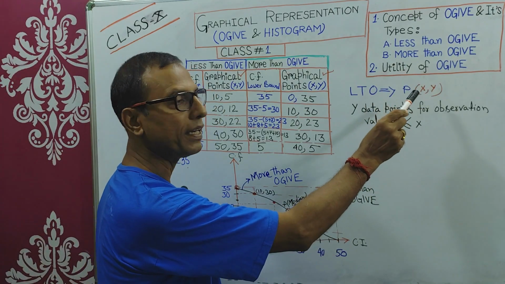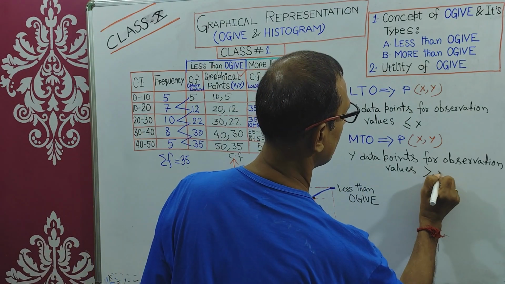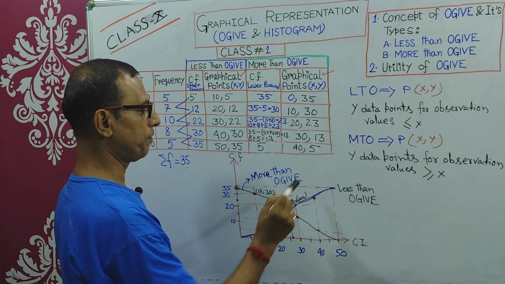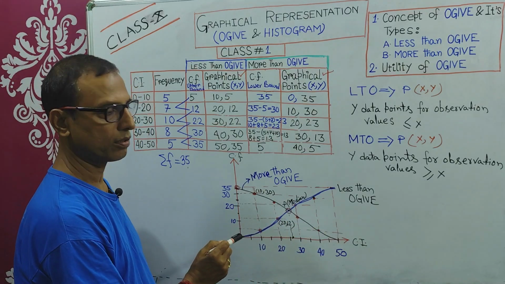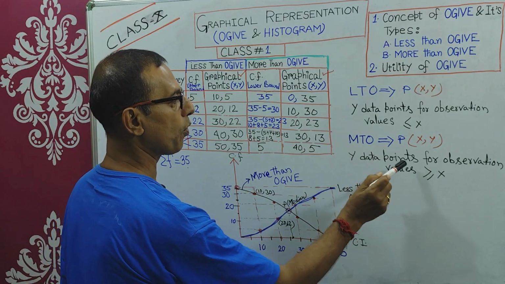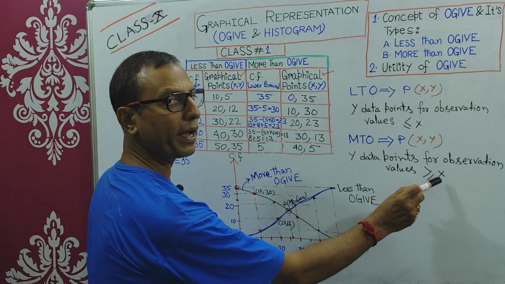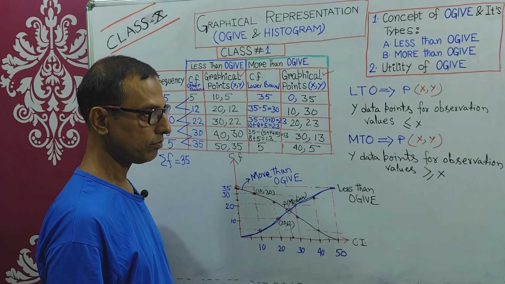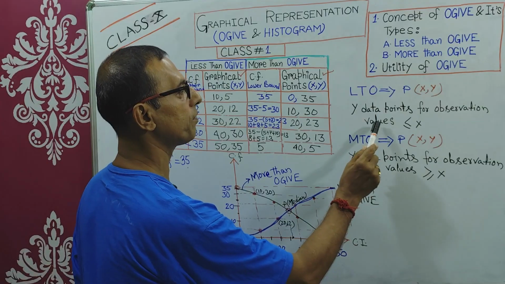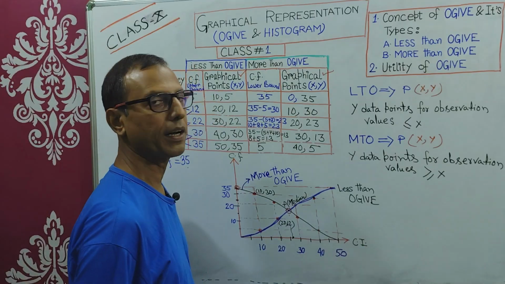Now, what does this same point P, the same coordinate, interpret with respect to the more than ogive curve, that is, the black one? With respect to the more than ogive curve, this point P (x, y) represents y data points for observation values equal to x or greater than x. The same point P represents y data points for observation values less than or equal to x, and y data points for observation values greater than or equal to x.